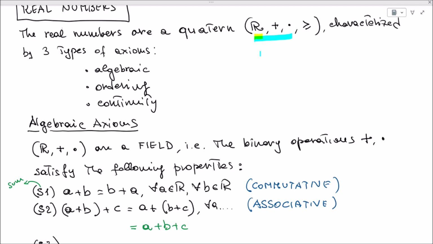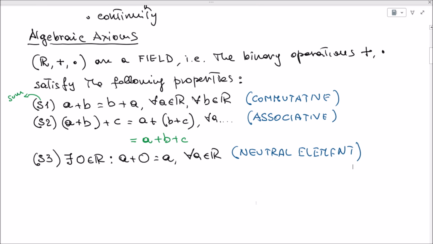Okay, so the next axiom is S3: there exists a real number, which we will call 0, such that a plus 0 is equal to a for every a that belongs to R. This number 0 is what is called the neutral element. So we are postulating the existence of a neutral element 0 such that whatever real number we pick, if we sum the real number with 0, we get the real number.